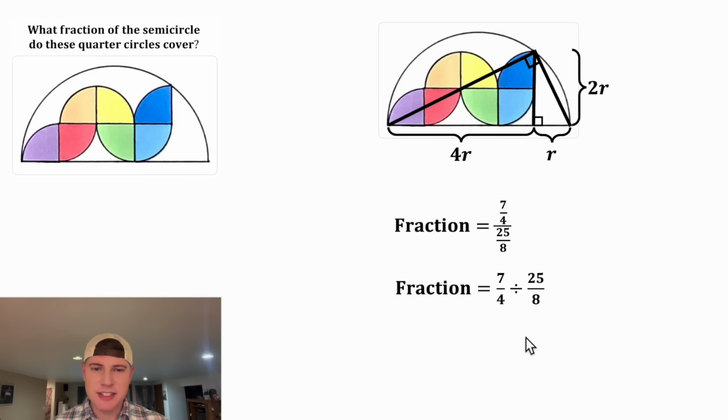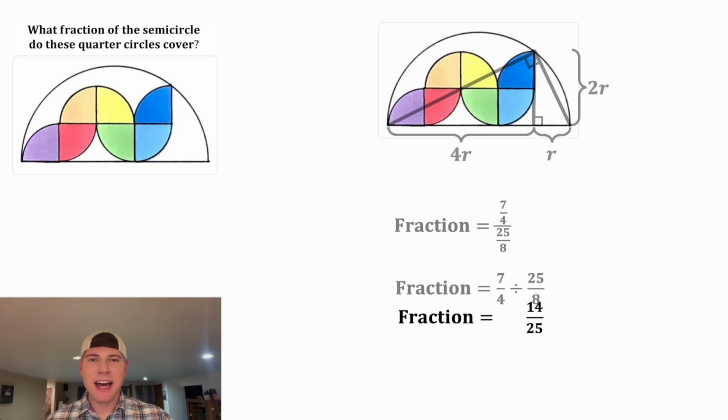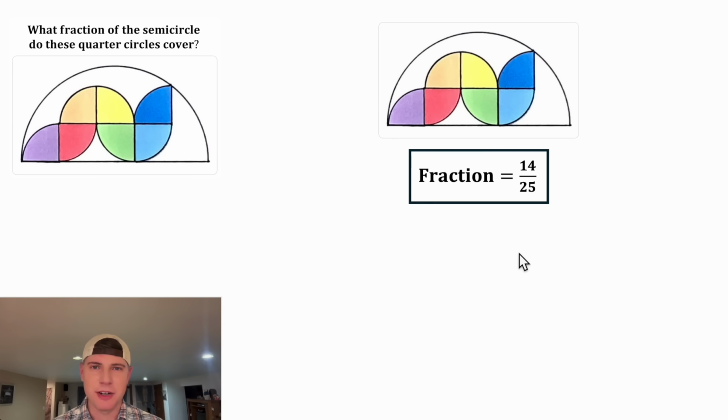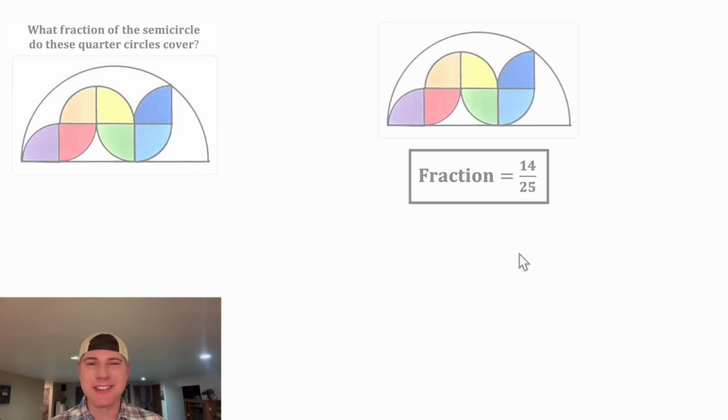Let's rewrite that as 7/4 divided by 25/8. And that's going to be the same thing as 7/4 times 8/25. You just got to flip the second fraction. And then using the commutative property of multiplication, we can swap the 7 and the 8. 8 divided by 4 is equal to 2, and 2 times 7 is equal to 14. And that is the answer to our fraction. In this given problem, the fraction of the 7 quarter circles over the 1 semicircle is equal to 14/25. There's not going to be a label, but we can put a box around it. How exciting. I had a lot of fun solving this problem.